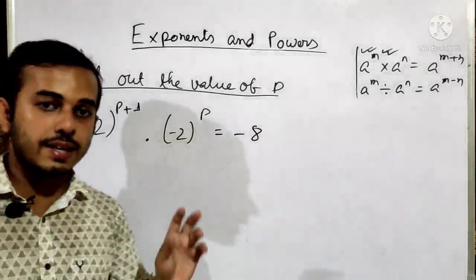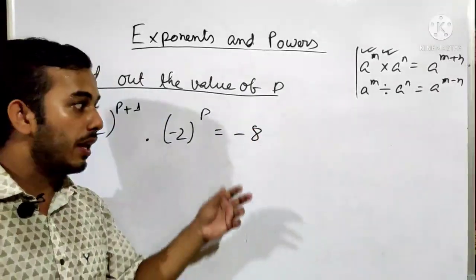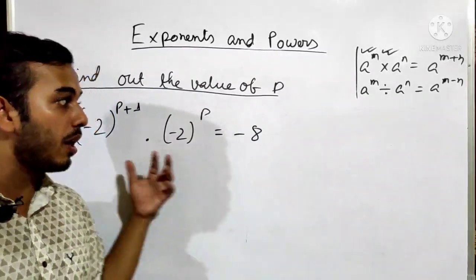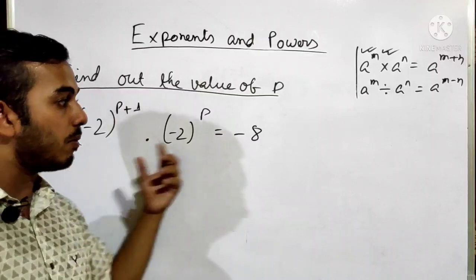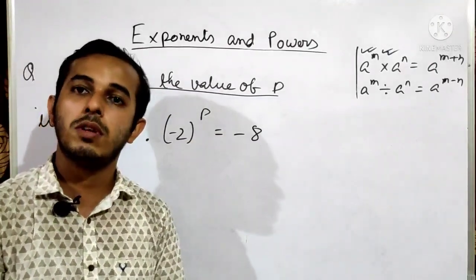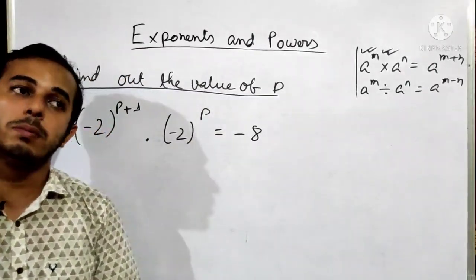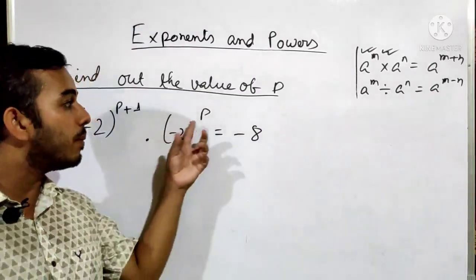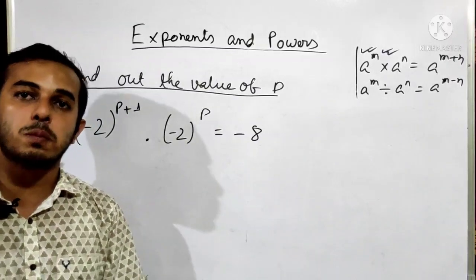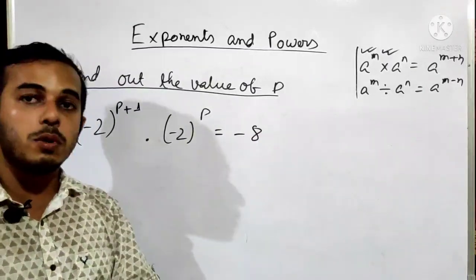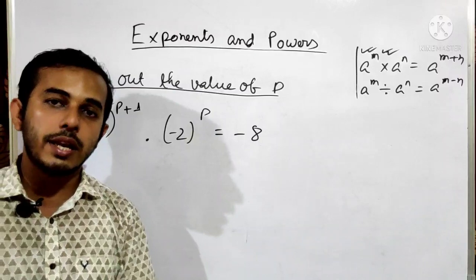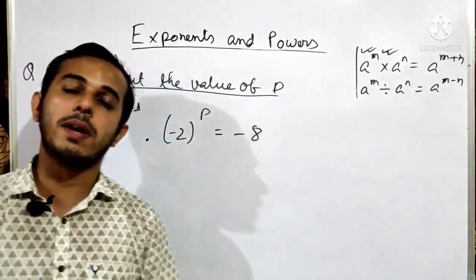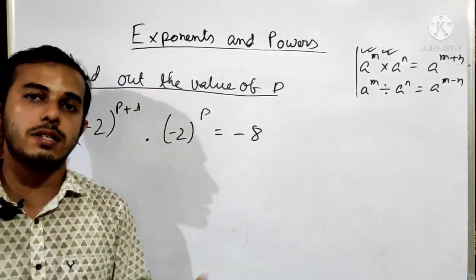Clear? In the earlier previous one, both sides were in the exponential form, isn't it? But here only the left hand side is in the exponential form and the right hand side is not. So what to do? We have to make this in the exponential form to find out the value of p. Why? Because here p is in the power, p is in the exponent, isn't it? Here nothing is in the exponent, so how can we solve it? So now we have to express minus 8 in the exponential form. The rest are the same thing.